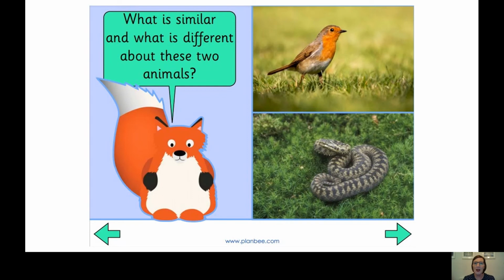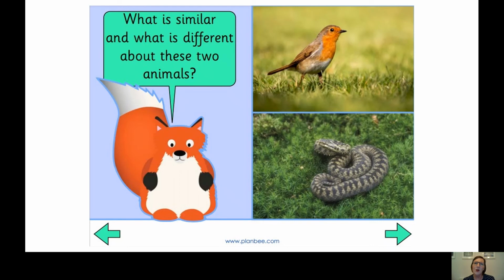Pause the video here and have a chat with the person in the room. What did you notice? Did you spot that too? The bird has feathers, where the snake has a scaly, dry skin.